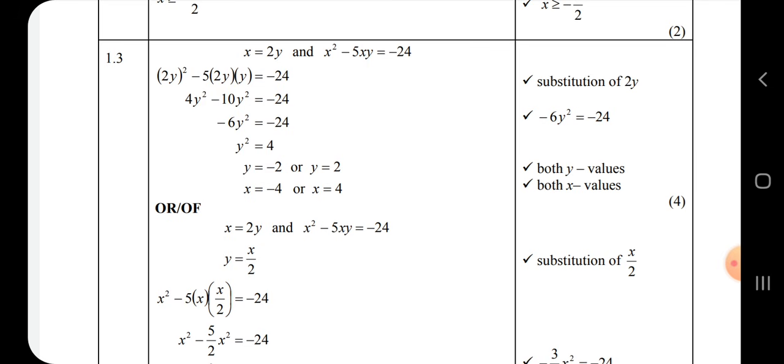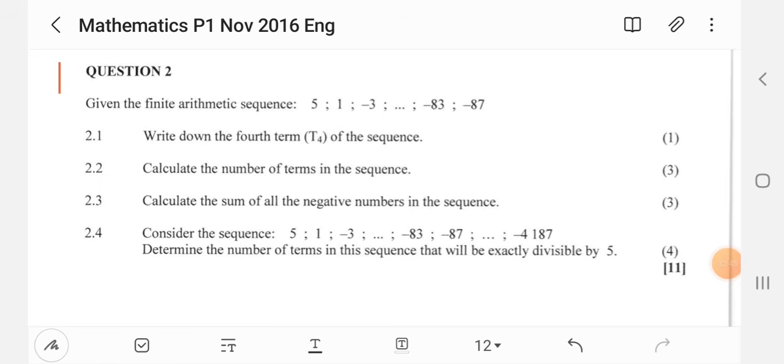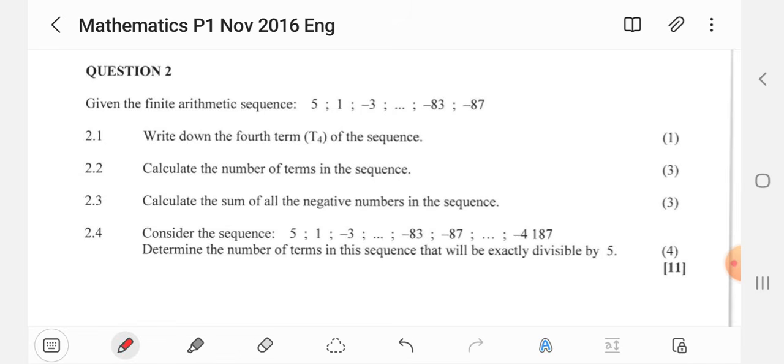Yeah, let's go to question 2. So here we are. Given the finite arithmetic sequence. Arithmetic and linear patterns for grade 10 are the same thing, okay? So if you don't know arithmetic, go and do linear, and you will find that they are the same. It's just that in grade 12, you now have to calculate the sum of an arithmetic sequence, but in grade 10, you just do the nth term.